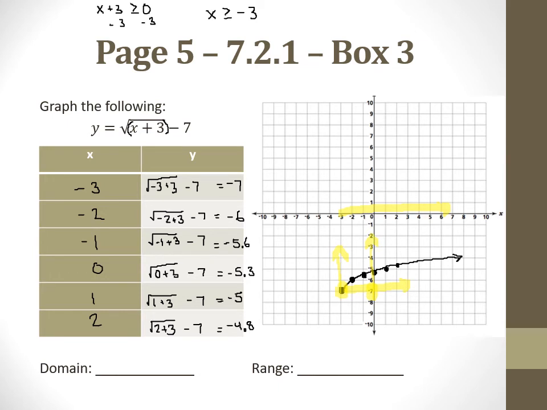So the domain, x can be any real number such that x is greater than or equal to negative 3. And that shouldn't come as a surprise. We had that up here at the top already when we were figuring out that our starting point was going to be at negative 3. And then the range comes from that starting point y value. We would say that y can be any real number as long as it's greater than or equal to negative 7.